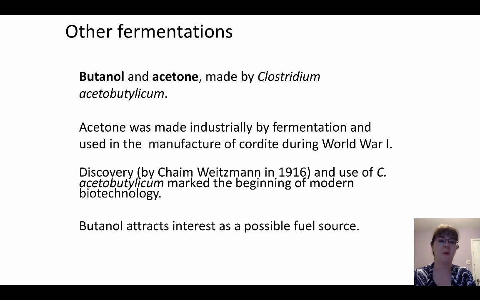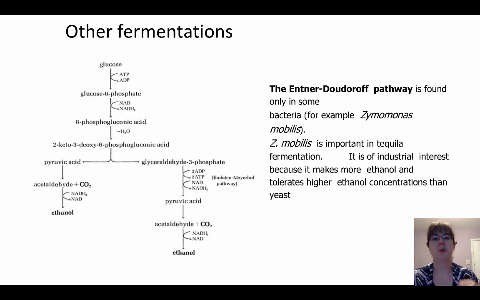And it was really the mark of the beginning of modern biotechnology, basically getting some sort of bacteria to scale to get a product that you would then use in industry. Getting different bacteria to produce butanol, or perhaps algae, has been a lot of interest as a potential fuel source. This is just to show that there's a variety of different pathways that can still undergo fermentation.